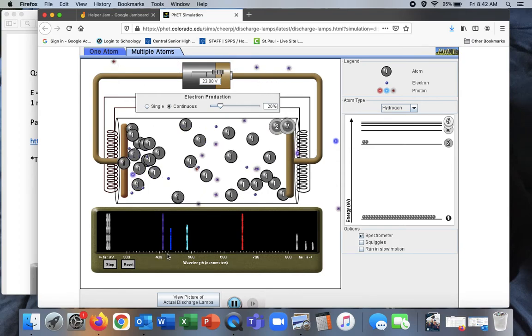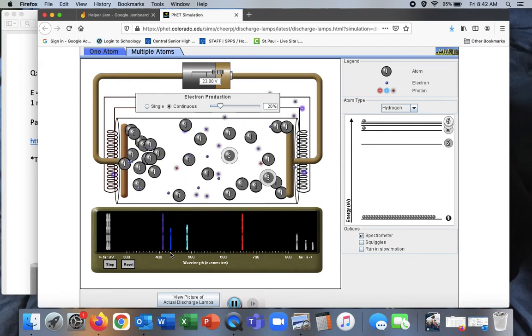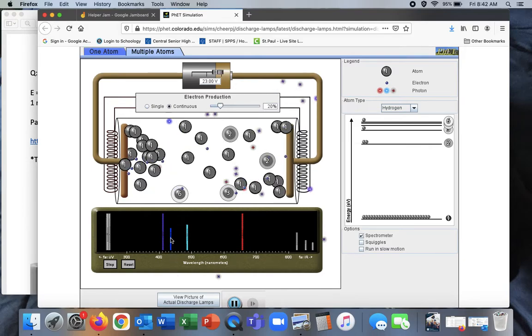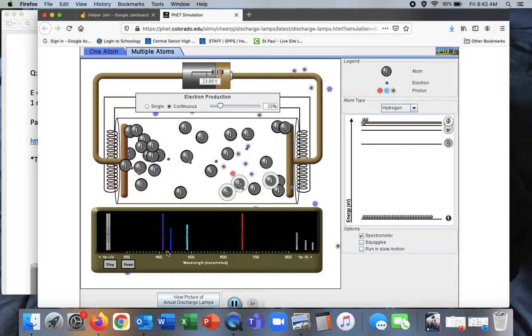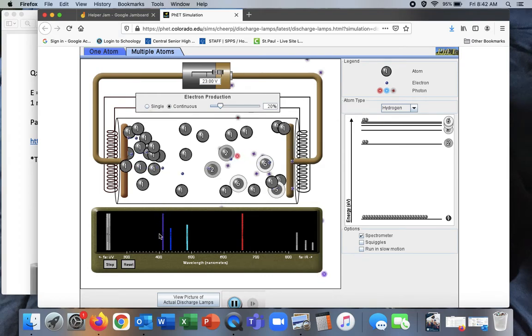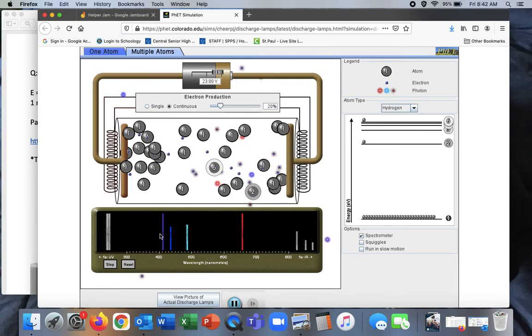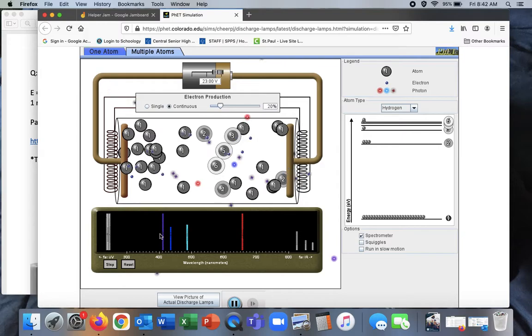Let's see, 10, 20, 30, 40. So this one is 435 nanometers. So the blue one has a larger wavelength. The purple one has a higher frequency. So those represent physical quantities.